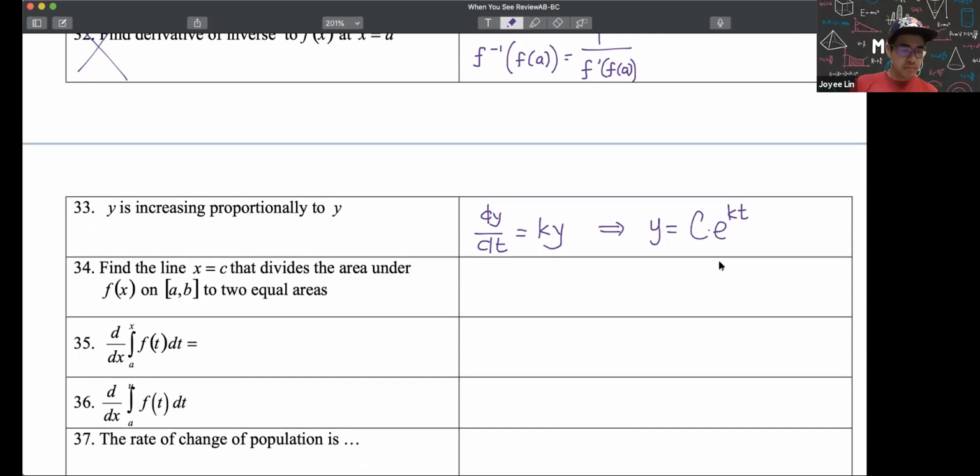34. Using integrals, how would you find the line x equals c that divides the area under f of x on a to b into 2 equal areas? This one's an interesting question. I'm glad we went over this because this wasn't one of the questions that we went over. So if you have this x equals c, what you want to do is set one integral from a to c of f of x dx equal to the integral from c to b of f of x dx. I've seen this on the test where it says write but do not solve an expression that you could solve to find that magic line x equals c.